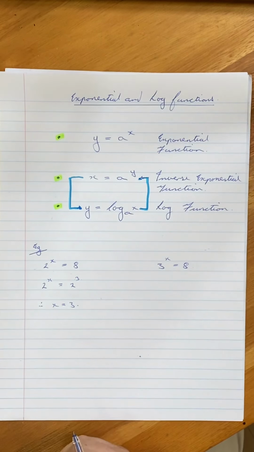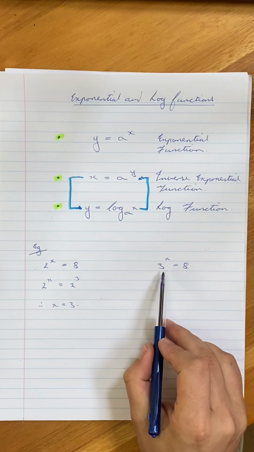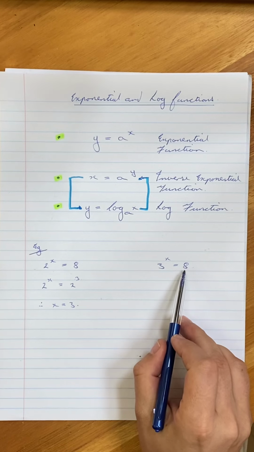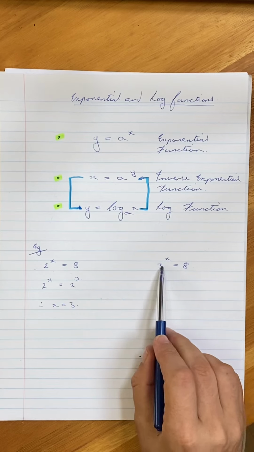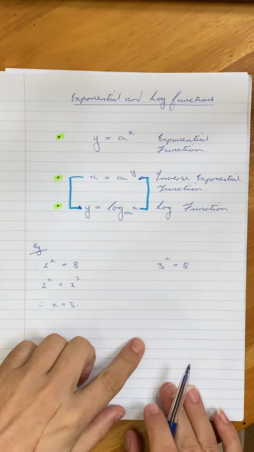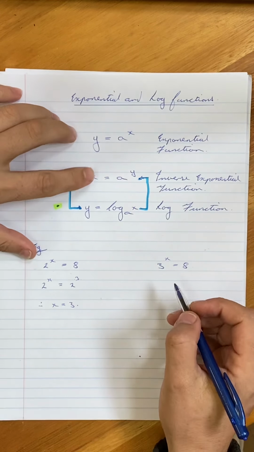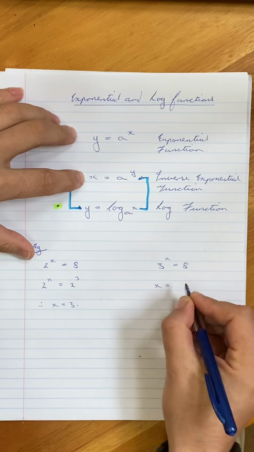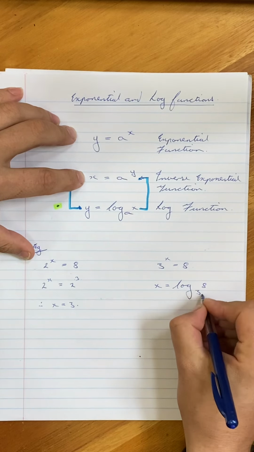Now that's a simple case where we can get the bases the same. What about something like this now? There's no way we can represent 8 as 3 to the power of something. We can't get these bases the same. And this is where logs come in. So what I'm going to do is convert this into log form. So having a look here, we get x is equal to log 8 base 3.